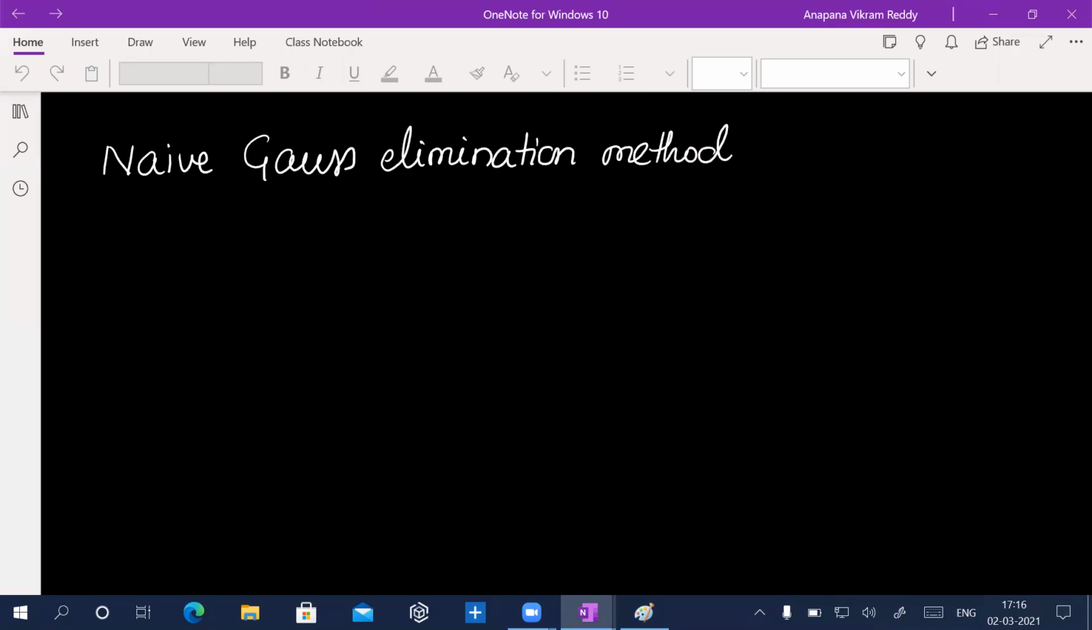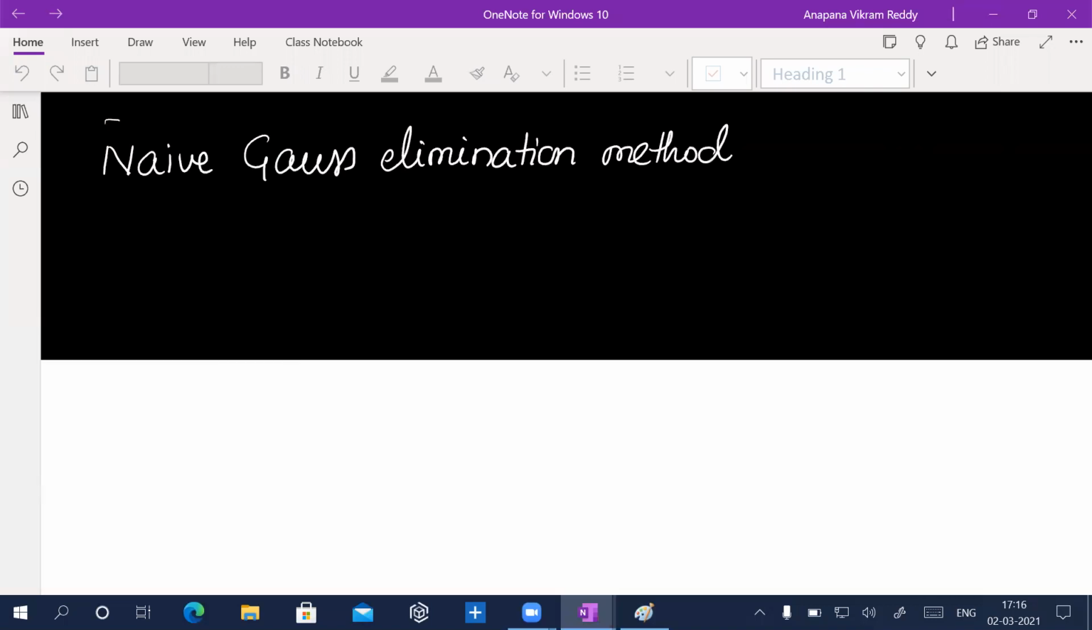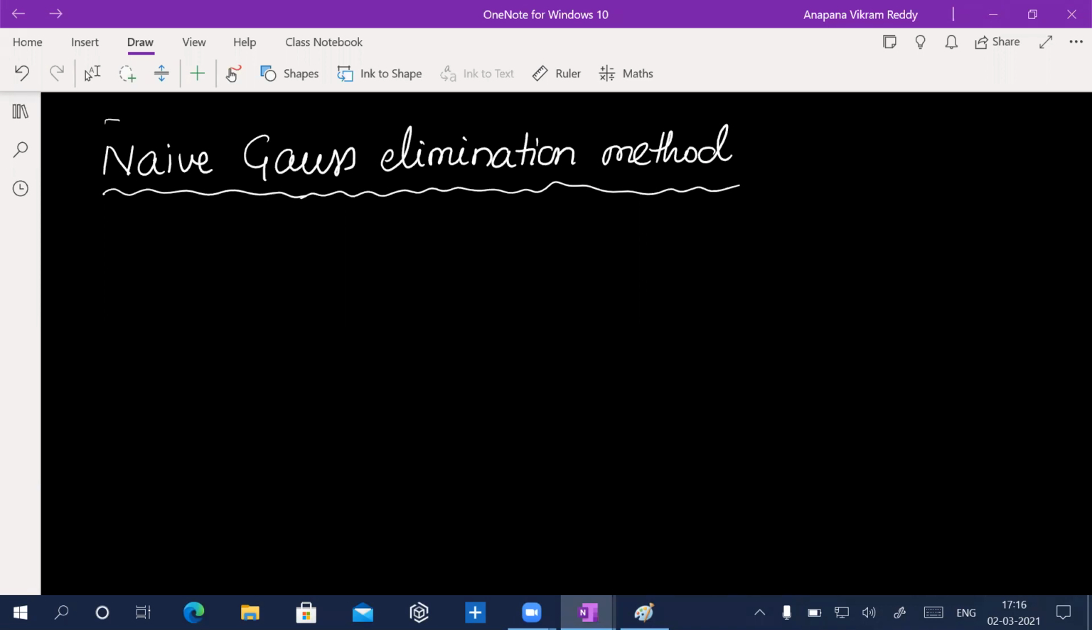Naive is not the name of Gauss. He is not like naive Gauss. Strictly speaking, naive is a problem. This is an algorithm which is not stable, because of a problem, but anyway, I'll come to that later. It is the naive Gauss elimination method using which we can solve a system of linear equations.